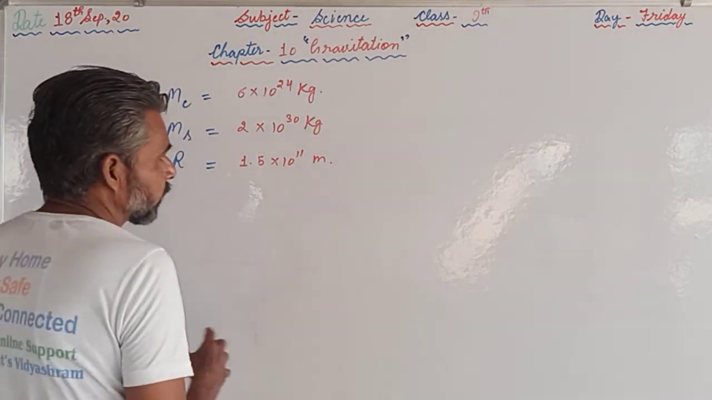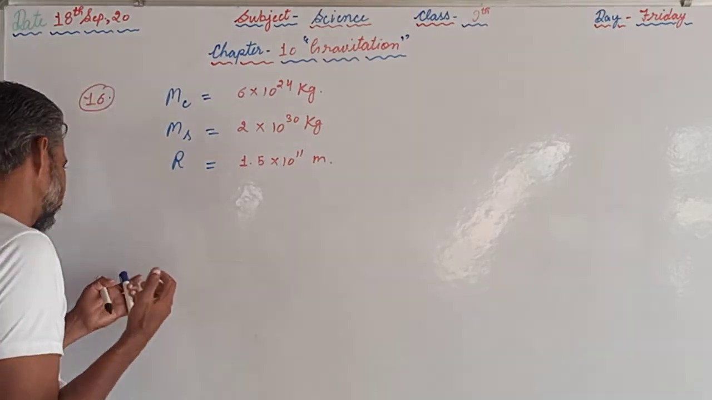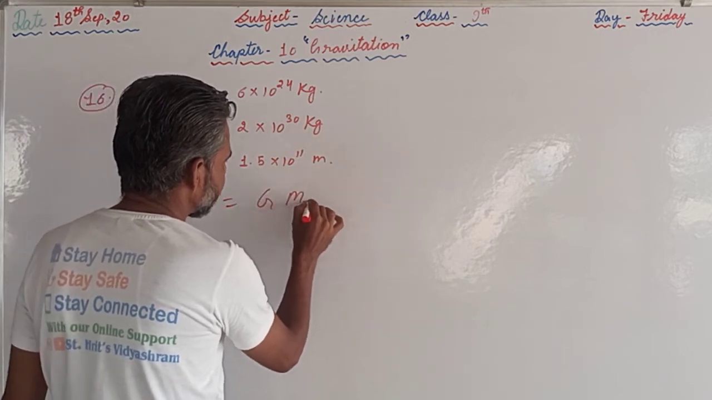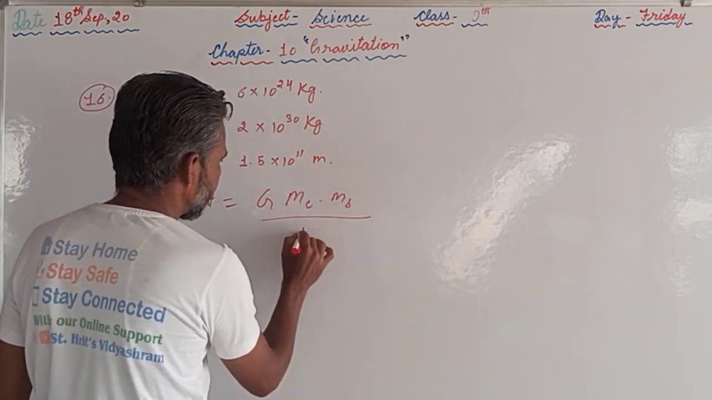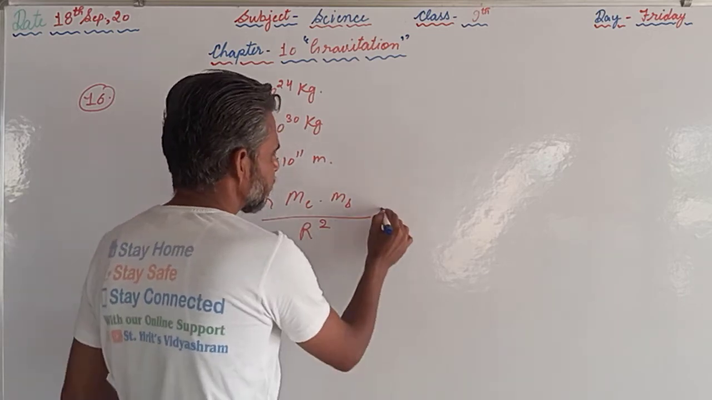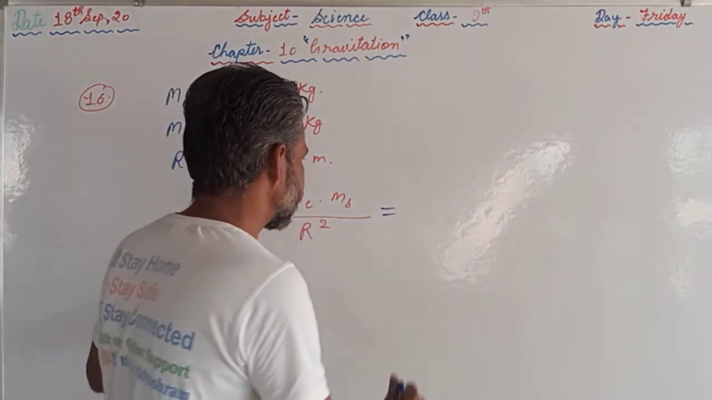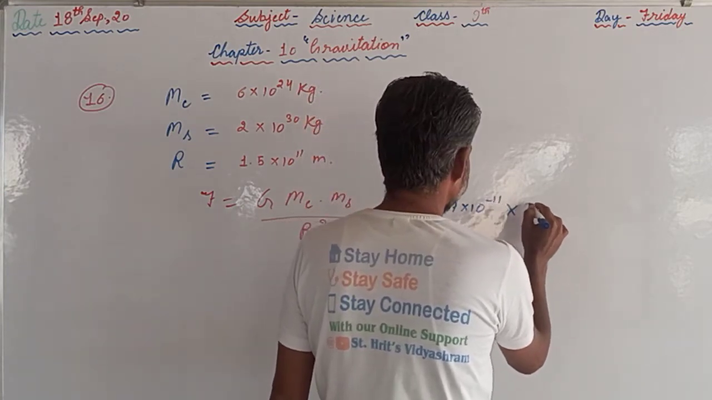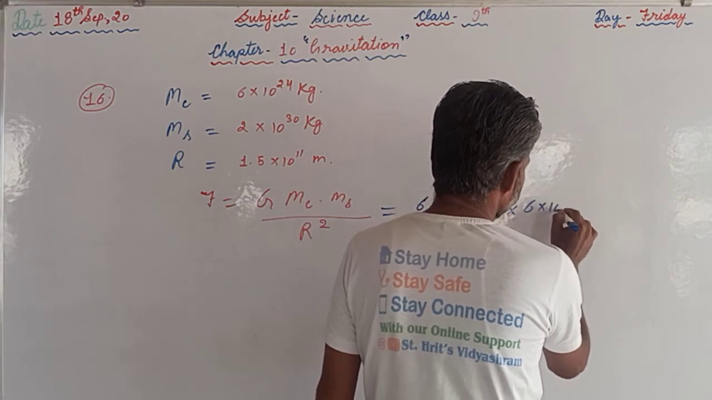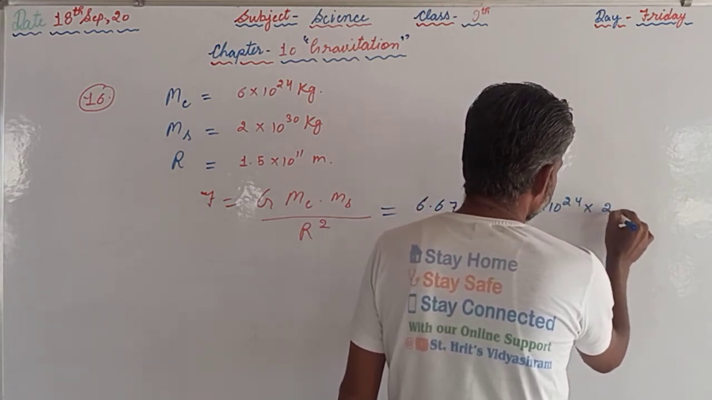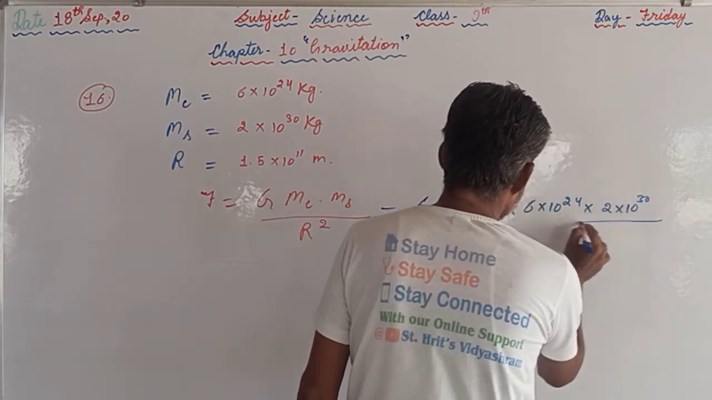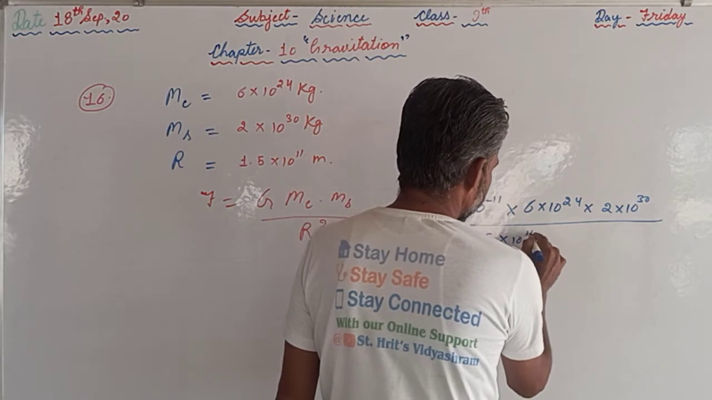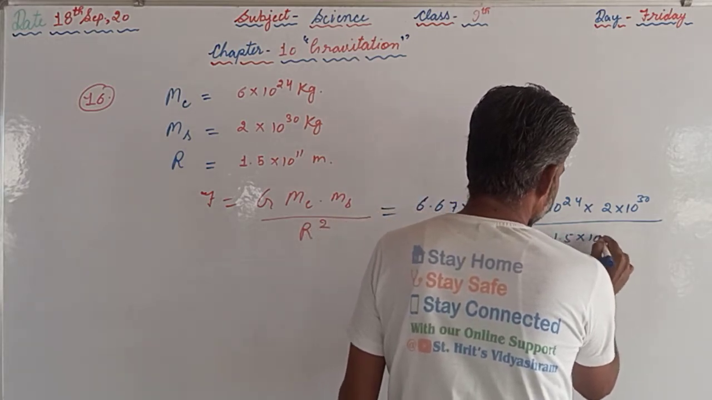So we have to find the force between the earth and the sun, and for that we have the formula: force equals G me ms upon r square. From here we are supposed to substitute the values. The value of G is 6.67 into 10 raised to the power minus 11, into me, the mass of the earth, that is 6 into 10 raised to the power 24, ms, the mass of the sun, that is 2 into 10 raised to the power 30, upon r square, means 1.5 into 10 raised to the power 11 into 1.5 into 10 raised to the power 11.